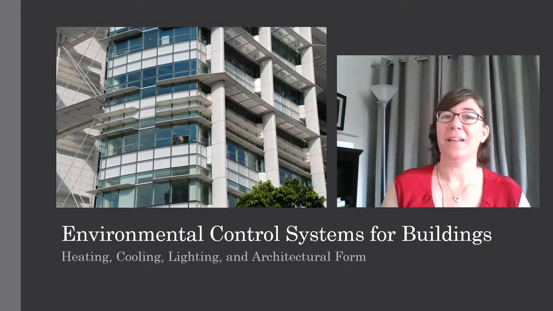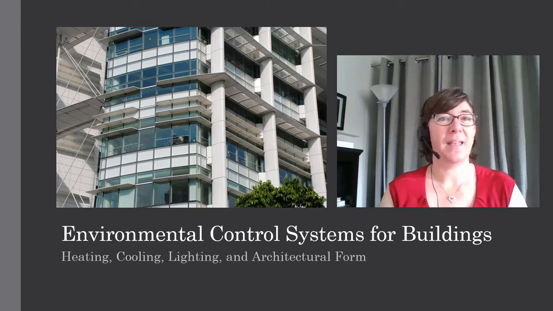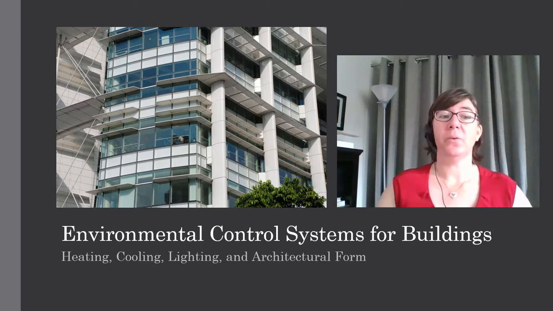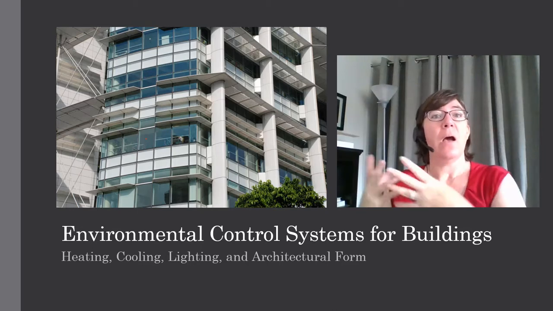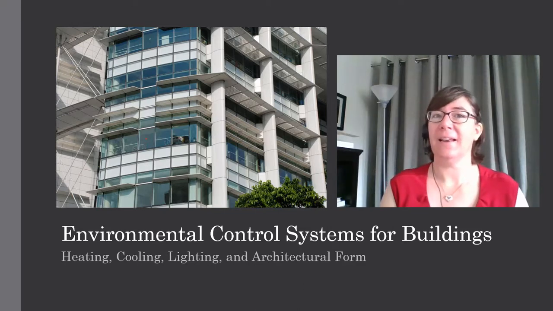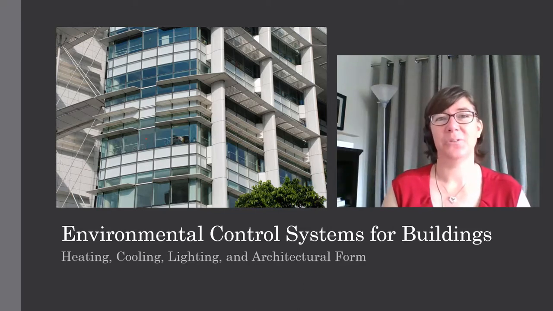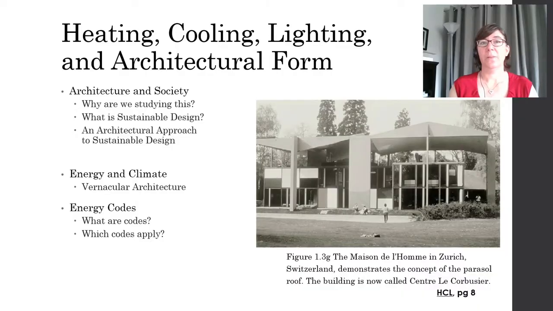Hello. In this, our first full module of content for the Environmental Control Systems of Buildings course, we are going to open our study of how heating, cooling, and lighting can affect architectural form. We'll start with a broad topic of architecture and society and why exactly we're studying heating, cooling, and lighting. Moving directly into what is sustainable design and finish that section with an architectural approach to sustainable design.